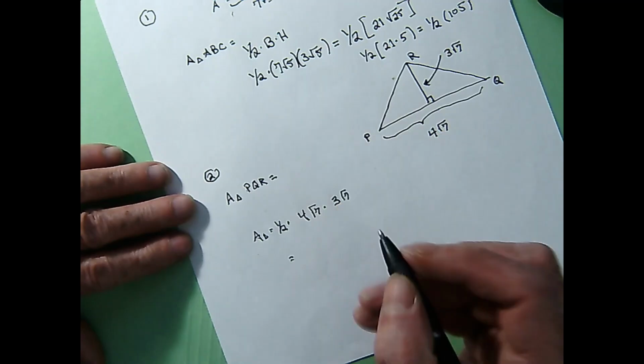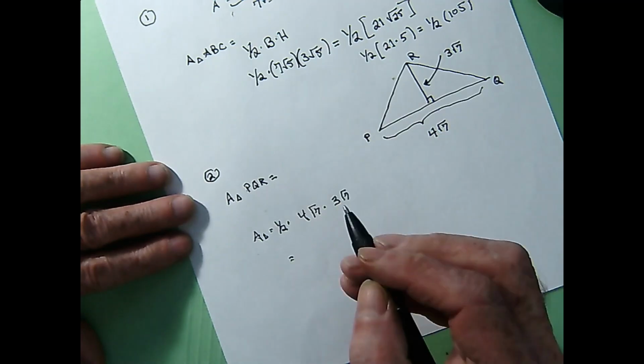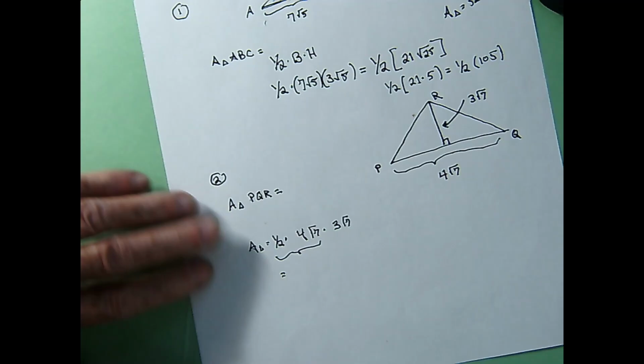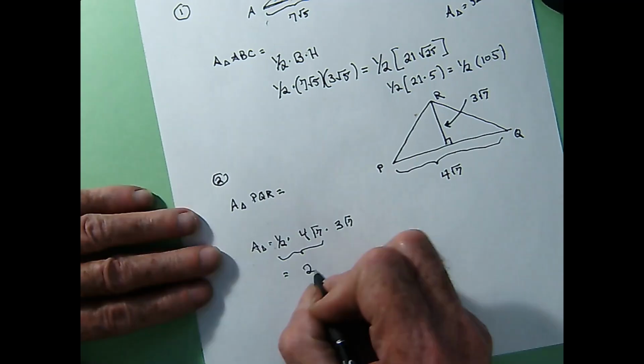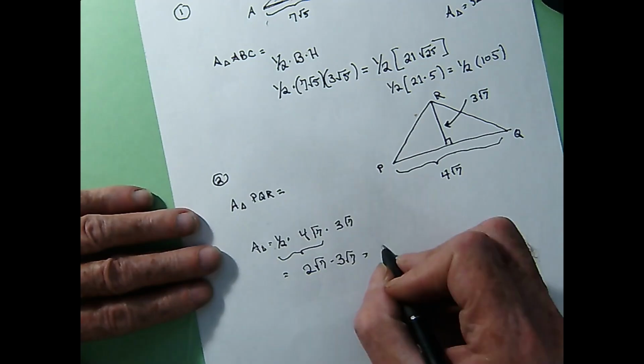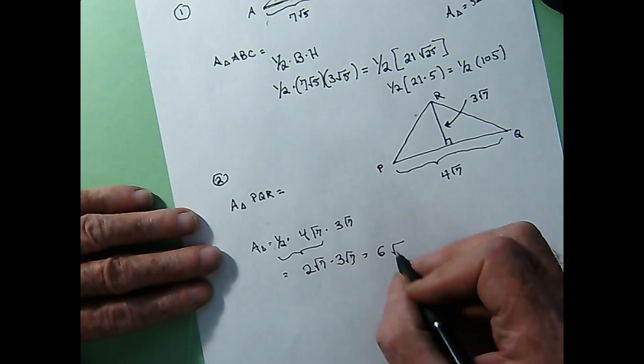Now, last time I wanted to multiply the radicals first, but I'm thinking, hey, could you multiply 1/2 times 4 root 7? And yeah, you could. That would not be a problem. So 1/2 of 4 root 7 just going to be 2 root 7 times 3 root 7. And we're just going to multiply the outside guy with the outside guy. That'd give me 6 square roots of, and 7 times 7 is going to be 49.